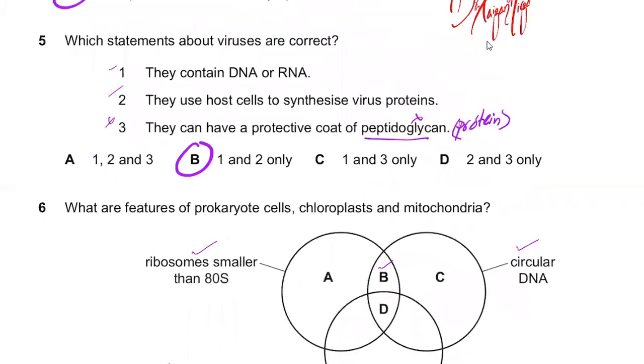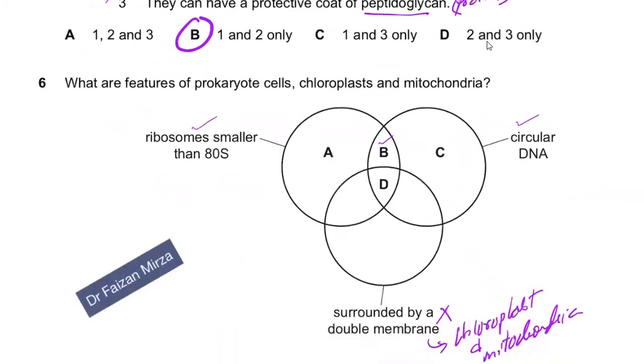Question 5. Which statement about viruses is correct? They contain DNA or RNA. If 'and' was mentioned, this would have been a wrong statement, but 'or' is the correct option. They use host cells to make virus proteins. Correct. They have a protective coat of peptidoglycan. No, they have a protein coat. Peptidoglycan is a feature of bacteria. So 1 and 2 are correct. We select option B.